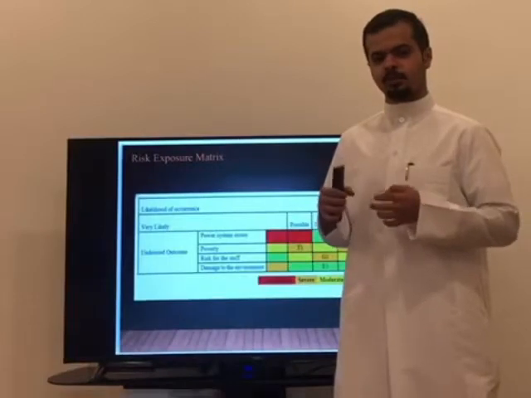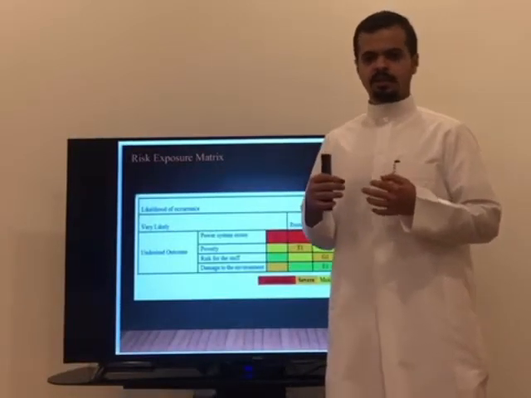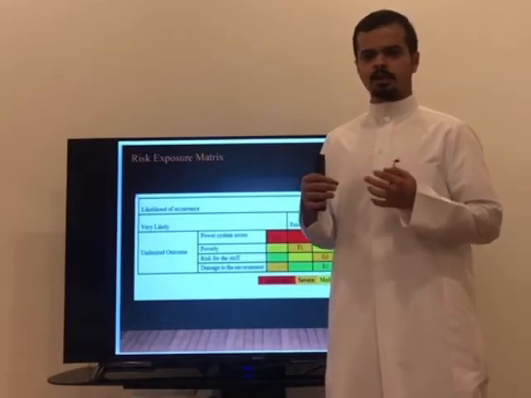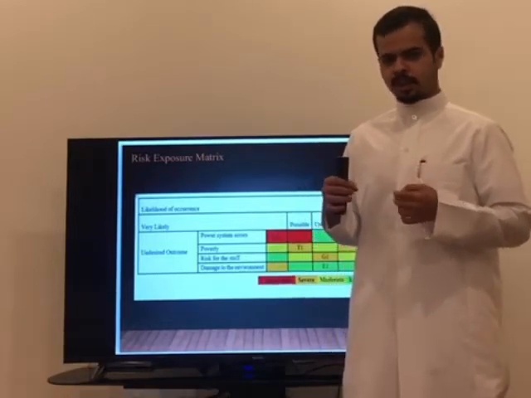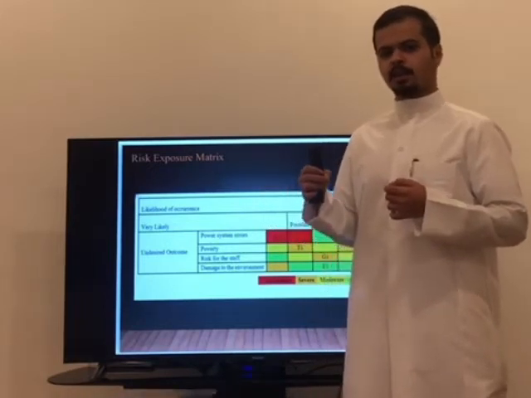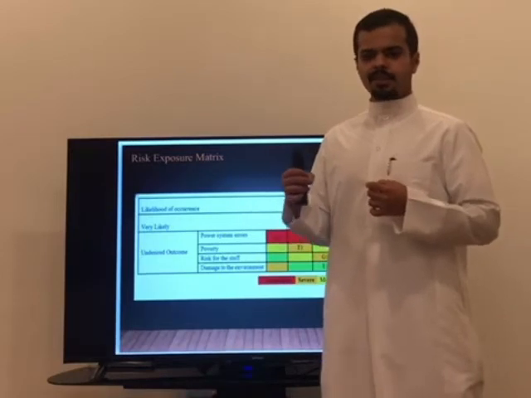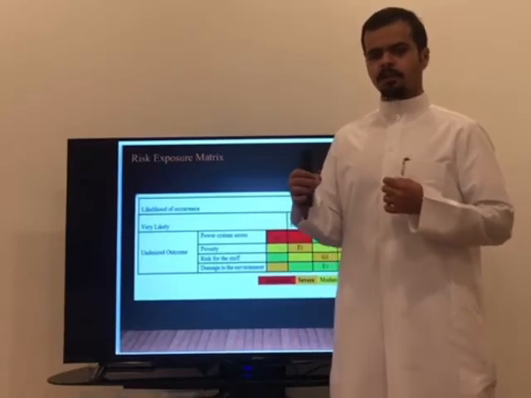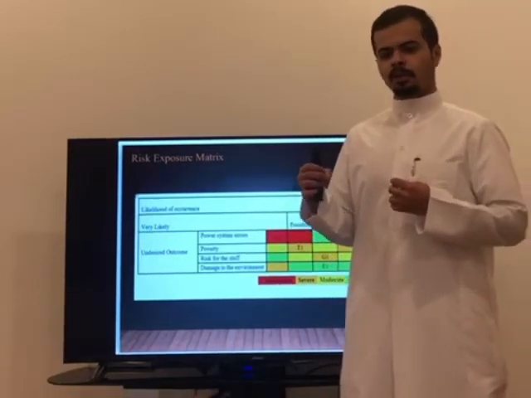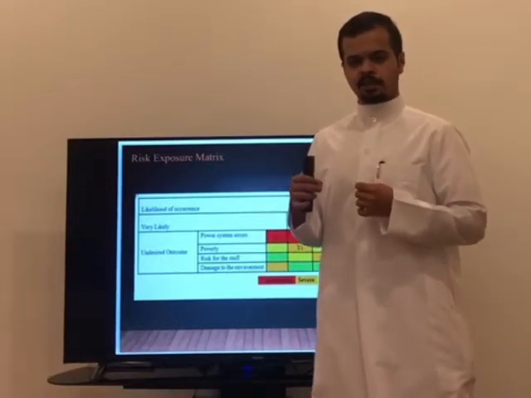The risk exposure matrix contains all the risks and shows which risk is more dangerous. The red one is the most deadly, while orange is less dangerous compared to red. Yellow is moderate, and green is the least dangerous.